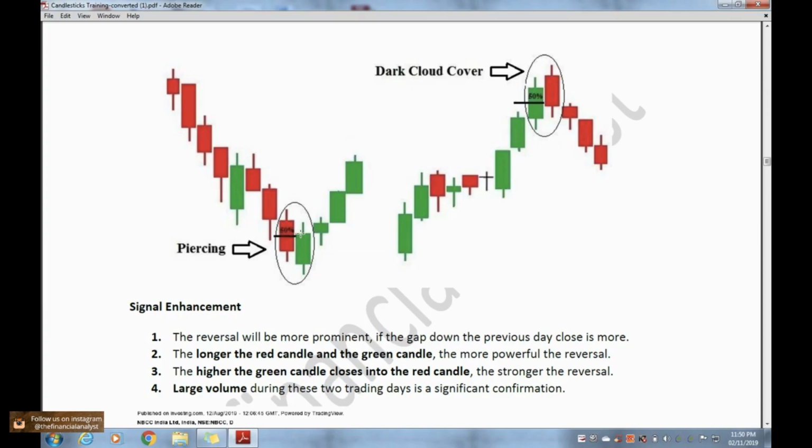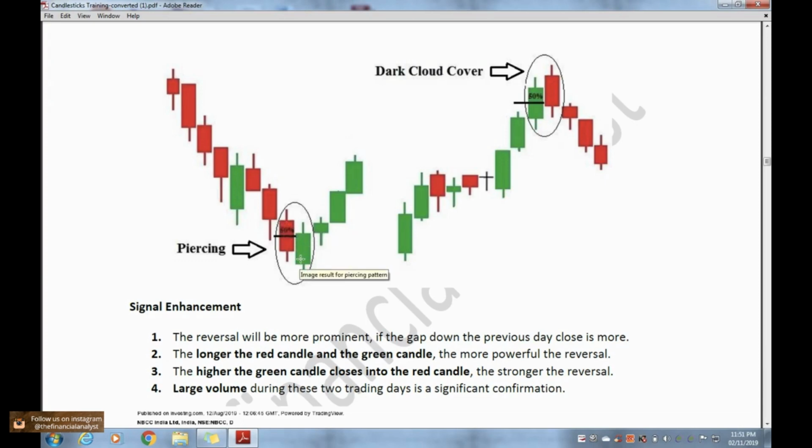Number two, for the signal enhancement criteria, the longer the red and the longer the green candles, the more powerful the reversal will be. So in this example, we have seen a small red and small green candle, but the longer these candles are, the better the chances of the reversal.